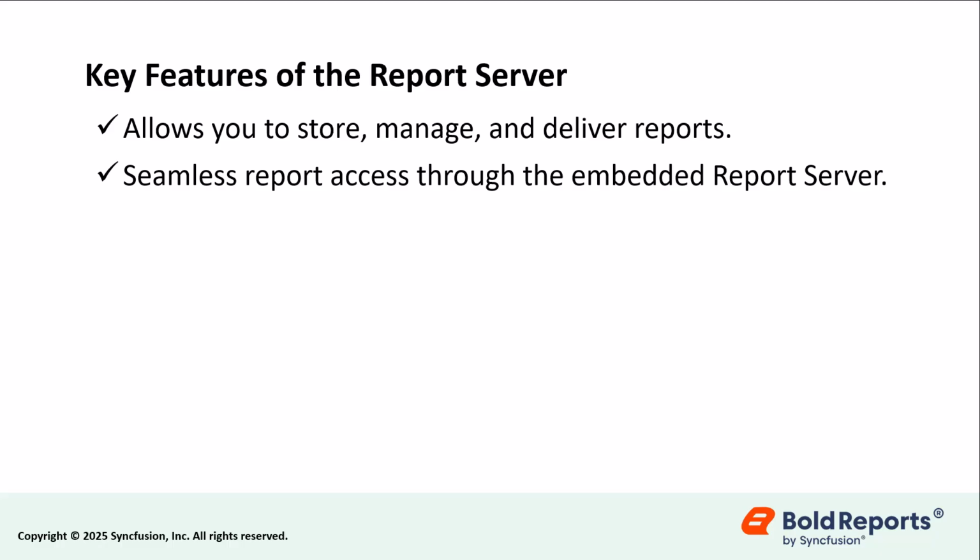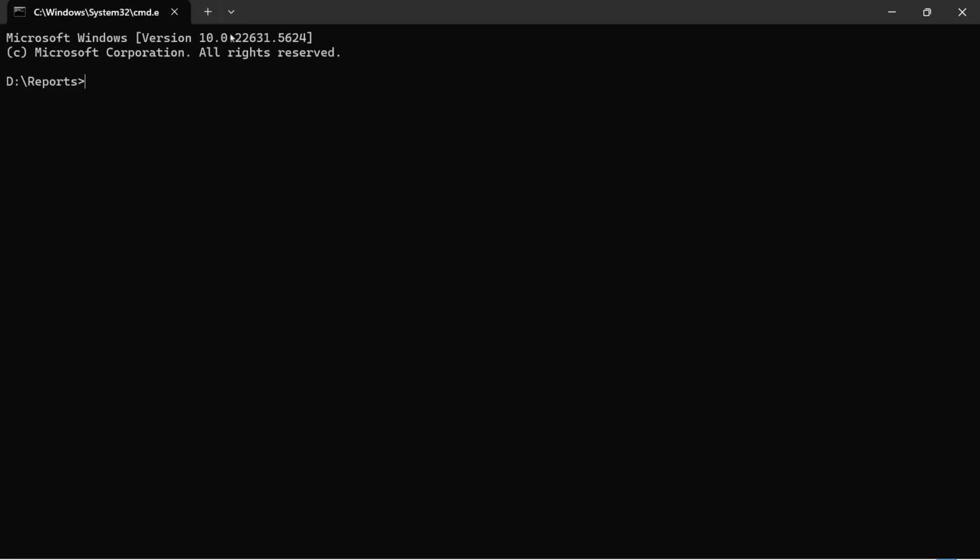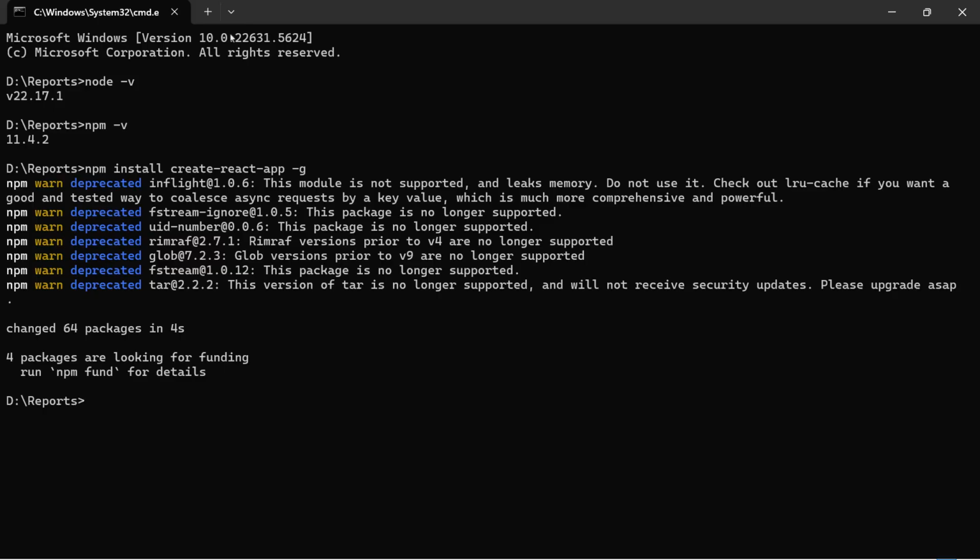Let's get started. Before creating a React application, ensure your development environment is set up with the following: Node.js, npm. I've already installed Node.js on my machine. Now, I need to install the Create React App package globally. This package provides a simple way to create a single-page React application with a ready-to-use build setup and no configuration required. So, I run this command to install it. Next, I will create a new React application by running this command and naming the app React Report Server Report.